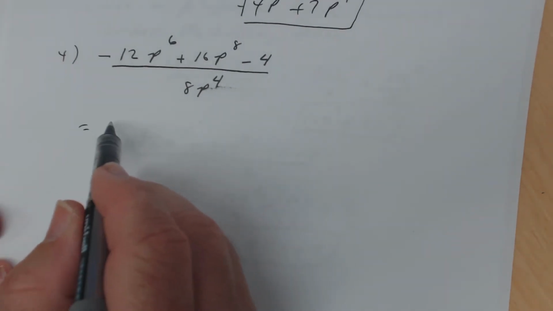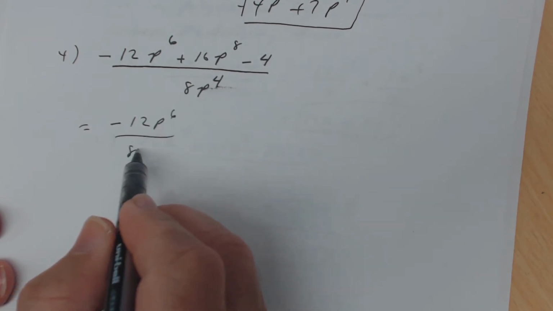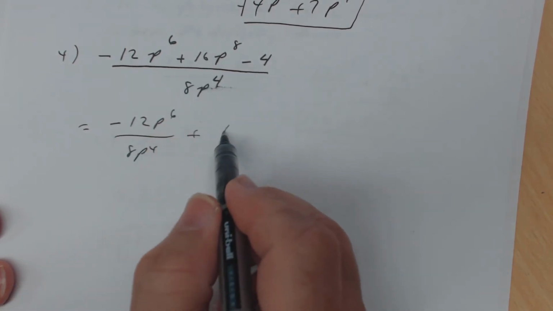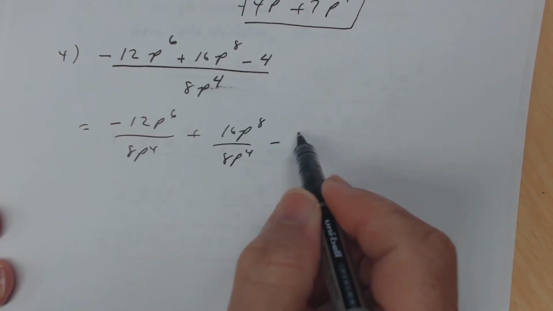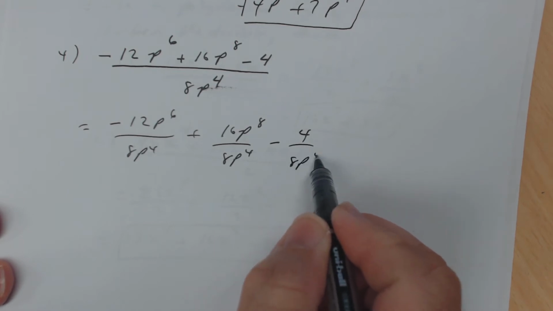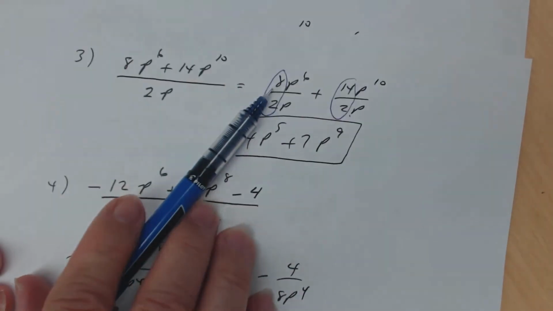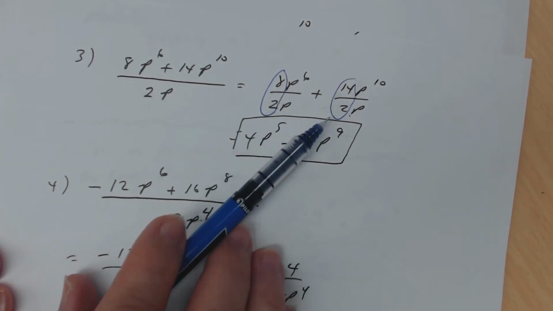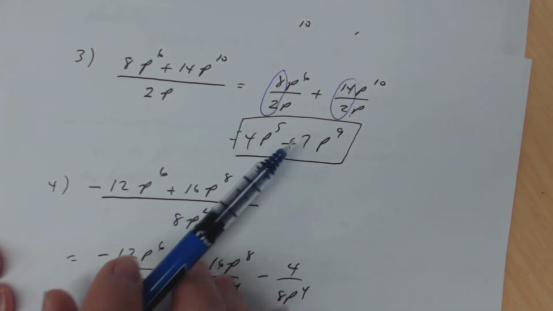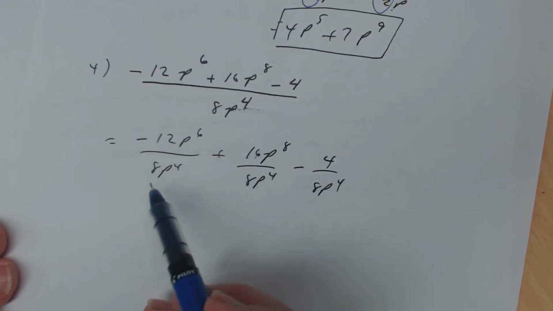So the first thing you should do is say the first term, which is this, divided by the denominator, plus the second term, which is this, divided by the denominator, and then minus 4 divided by the denominator. Okay? And so here, now notice when we did this one, 8 divided by 2 was a nice integer. It was 4. 14 divided by 2 was an integer. It was 7. But when I do this, 12 divided by 8, it's not an integer, but I can reduce.